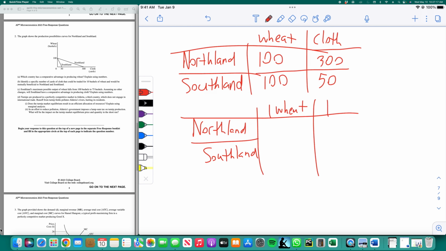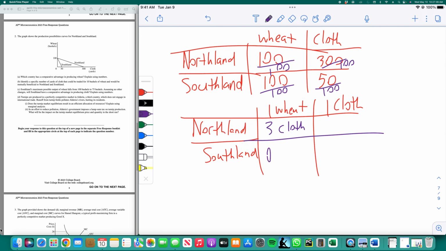and one cloth. So what you're going to do there is 100 divided by 100, 300 divided by 100. So that is 3 cloth for Northland. For Southland, you're going to do 100 divided by 100, which is 1 wheat, and that is also equal to 0.5 cloth. 50 divided by 100.